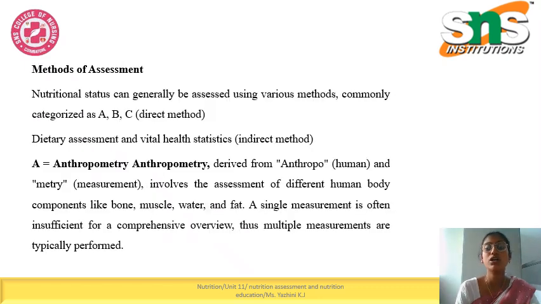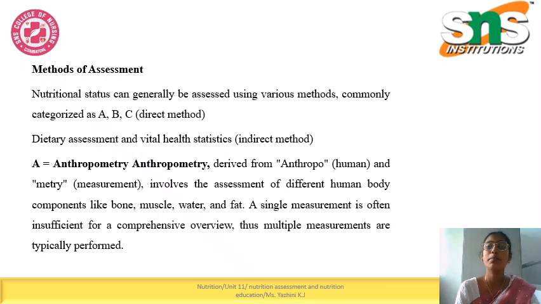Let us break down the methods of assessing nutrition status. Generally, we use the direct method, which is characterized as ABC. Today, we can focus on A, which is anthropometry. We all know that already. There are also indirect methods like dietary assessment, food diaries, and vital health statistics, that is, morbidity rates, which are linked to nutrition.